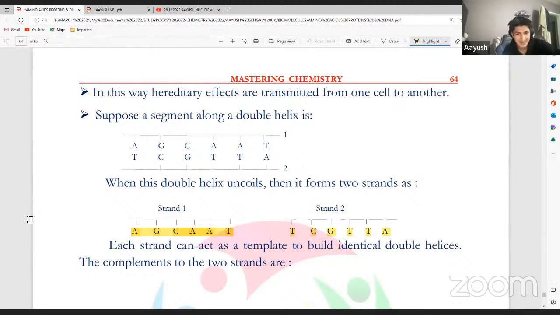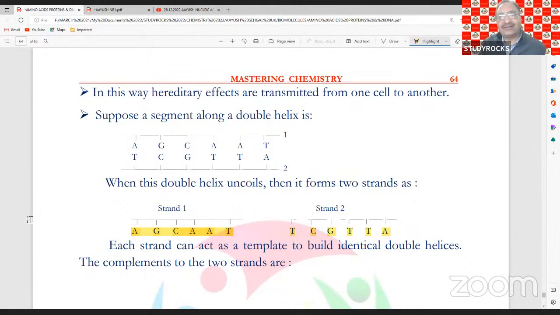Ultimately, where does it go? At government college, that's all.